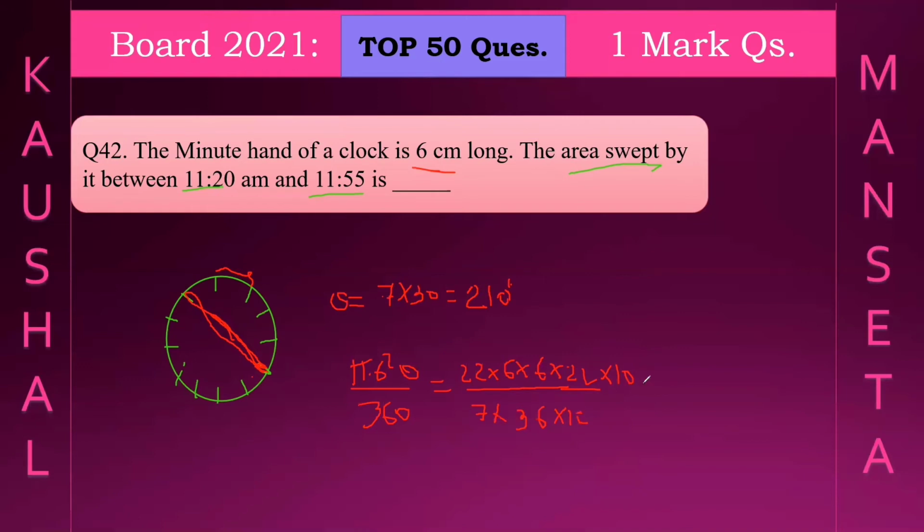So now we have to simplify it. Here 10 and 10 will be cancelled out. Okay, we are going to cancel. 10 and 10 cancel out, as well as 6 and 6 are 36, so this 6 will also cancel out, and 7 3s are 21. So the answer is 22 times 3, which is 66 centimeter square. This is the area swept between 11:20 am to 11:55 am. Got it?